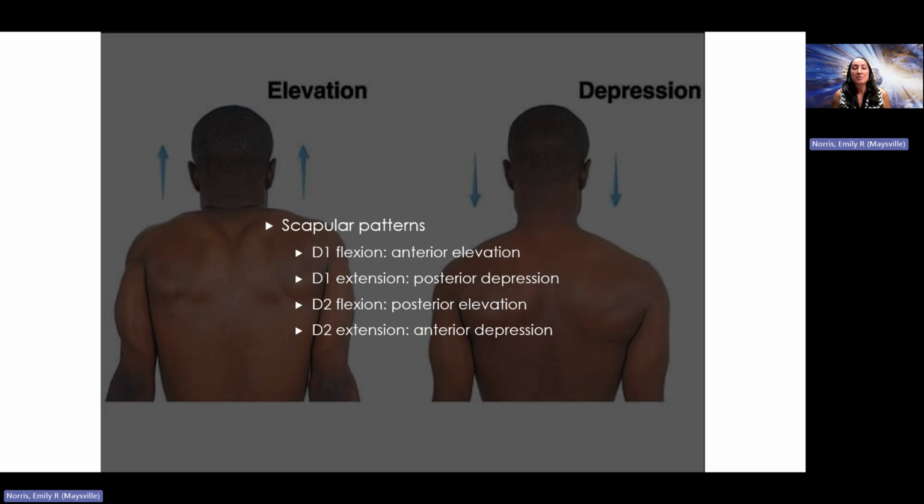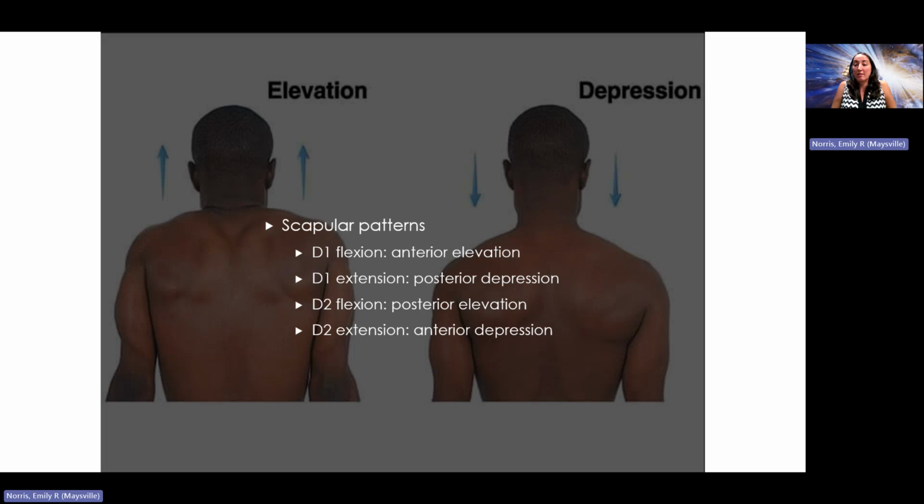All right, there are also scapular patterns. So there's anterior elevation, so going to the front and up and forward, which is D1 flexion. D1 extension is posterior depression. So D1 is kind of the one I typically have people do more often. Like if I'm doing reverse shoulder rolls, I'm doing D1 extension, going down and back.